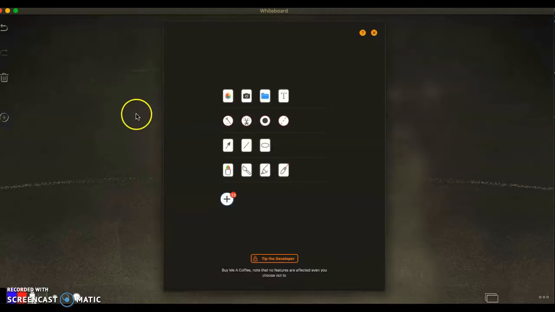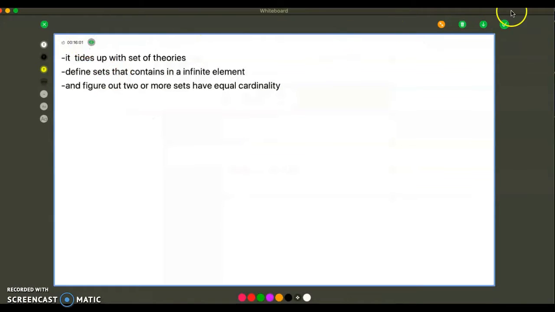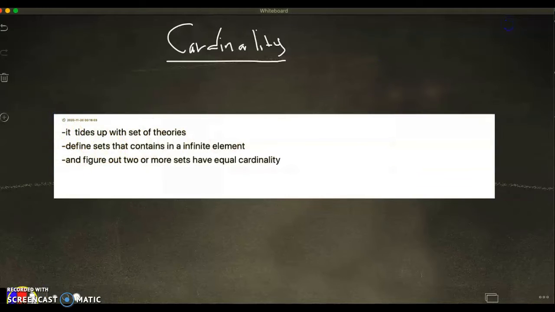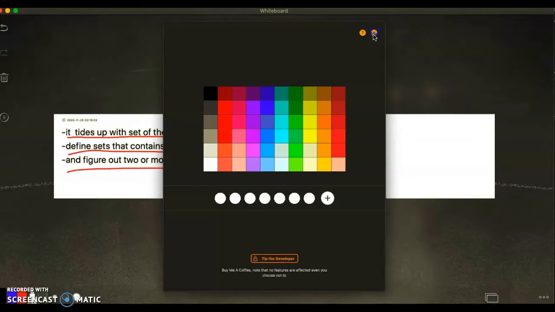To start off, we chose this topic because, one, it ties up with the set theories that we have learned. It also defines the sets that contain an infinite number of elements, and it figures out two or more sets that have equal cardinality. And first of all, we have to know what cardinality is.